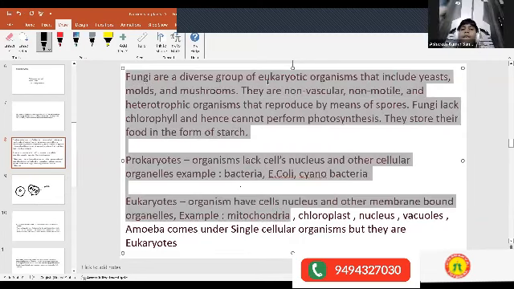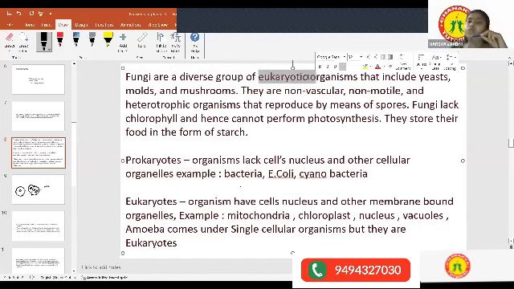What is fungi? They are eukaryotes. You can see them with the naked eye, so they are multicellular as well. Including yeast, mold, and mushrooms. They are non-vascular, non-motile, and what is non-motile?